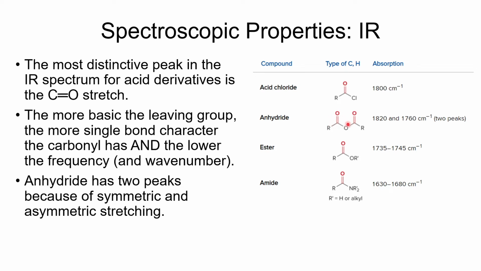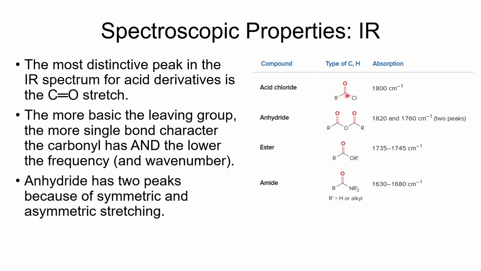Whenever you have a double carbonyl, it's not unusual to have two different modes, symmetric and asymmetric stretching. The symmetric is where the bonds are stretching at the same time, and the asymmetric is where one bond is contracting while the other one is stretching, so it kind of goes back and forth. And so we'll get two different frequencies for that, and therefore two different wave numbers.